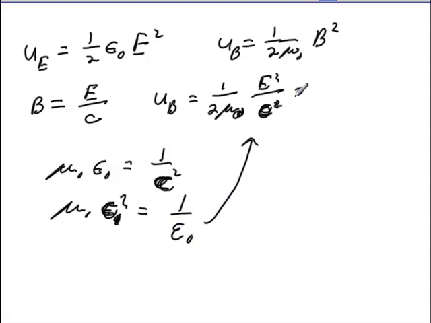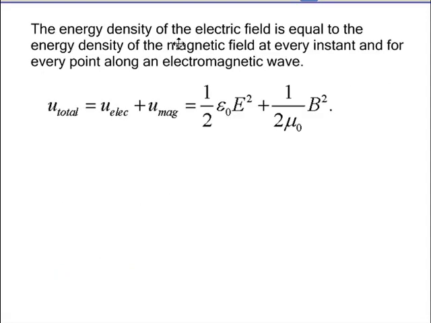Plugging that in here, this is just 1/2 epsilon naught E squared. In other words, the magnetic energy density and the electric energy density are exactly the same. UE is equal to UB. So what we see is that the energy density of the electric field is equal to the energy density of the magnetic field at every instant and for every point along an electromagnetic wave.